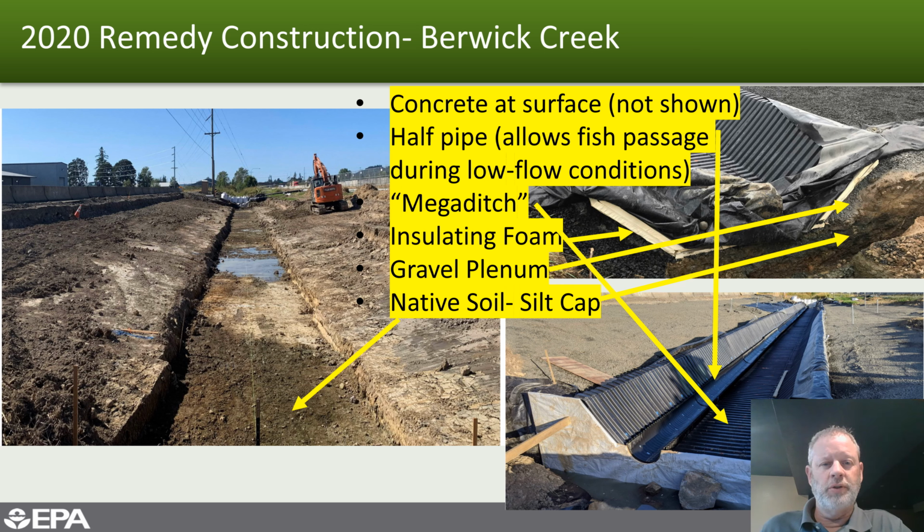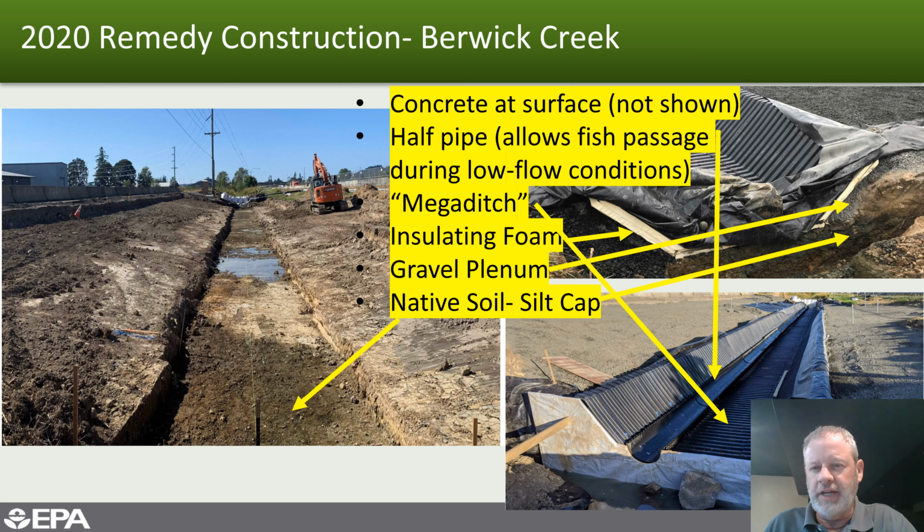And how they're able to do it, as we see here, is the excavation taking place on the left. And we can see that there is indeed a native soil silt cap. And then on top of that, they placed a layer of gravel, which can be seen here. And then there's an insulating foam. Remember, we're heating the subsurface directly below this, and we don't want contact with that heat to the stream bed, which could impact stream temperatures for the salmon habitat.